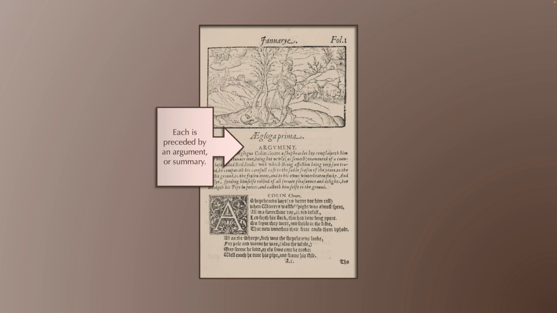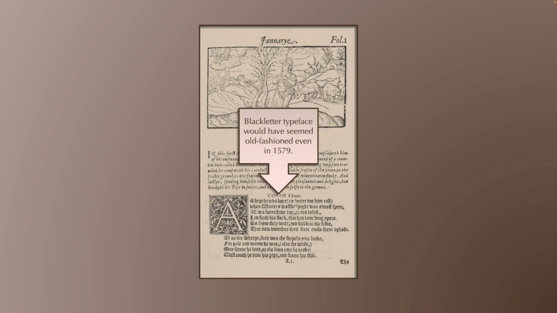Each of the eclogues is also preceded by an argument or a summary, and you'll notice the change in typeface once we get to the eclogues themselves. This black letter typeface would have seemed old-fashioned even to readers in 1579. So an interesting aesthetic choice for the eclogues. And I am grateful that we don't have to read it in black letter.